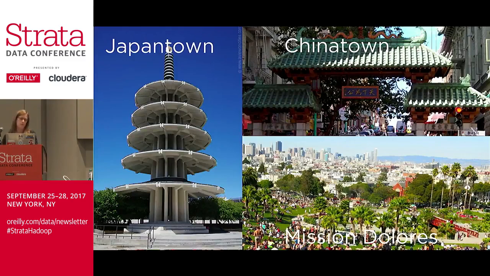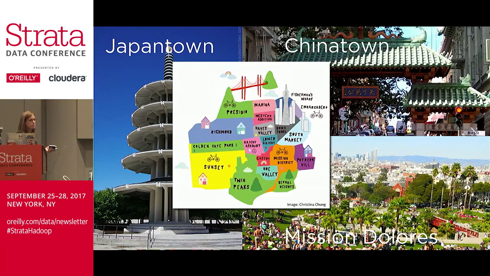So one last example for localization. These are 3 neighborhoods within San Francisco. This is a picture of Dolores Park. That's where I live. That's my neighborhood. There's also Chinatown and Japantown, different areas within the city that have very distinct cultural identities.